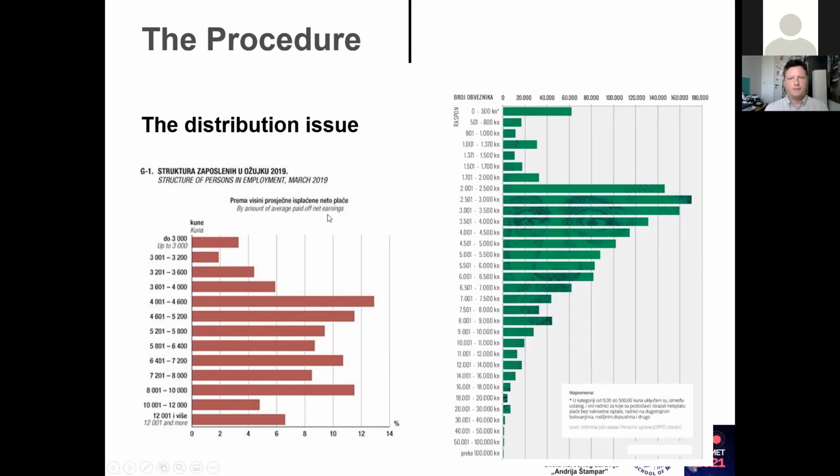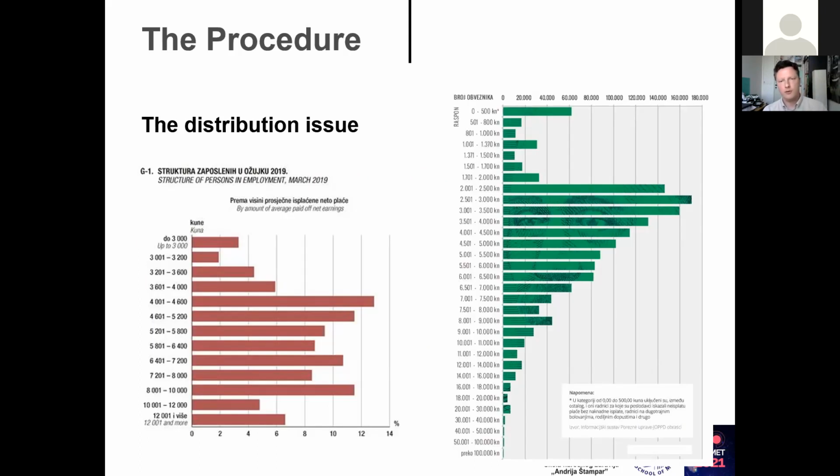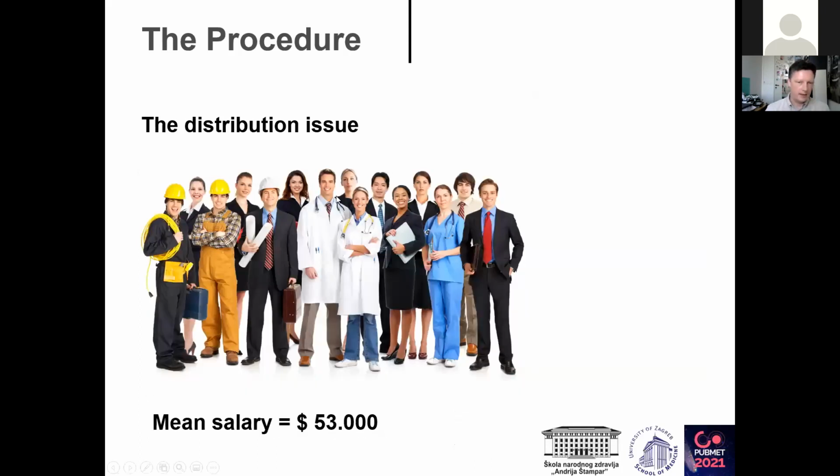Actually, the problem is this. Why am I showing you this? Why can't you just calculate the mean and report the mean salary in the Republic of Croatia? Why do you have to use the median if data are not normally distributed? So it's quite simple. This is another example. These data here are, of course, for the whole of Croatia. This data here is, let's say, for 15 people.